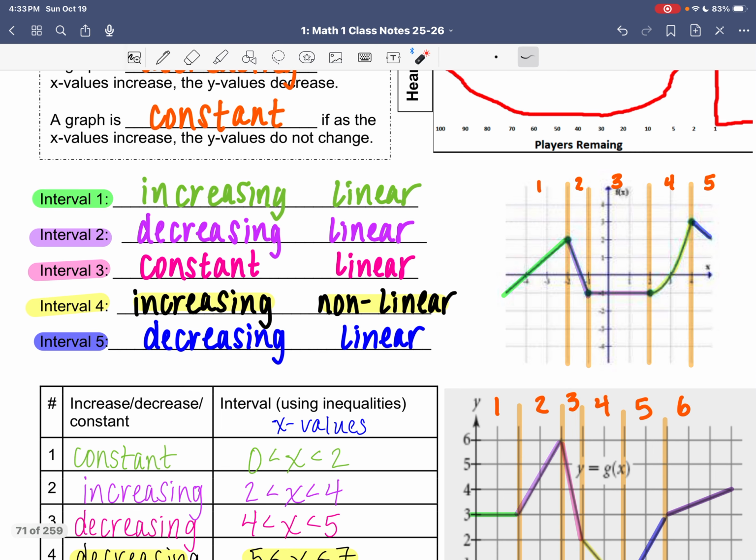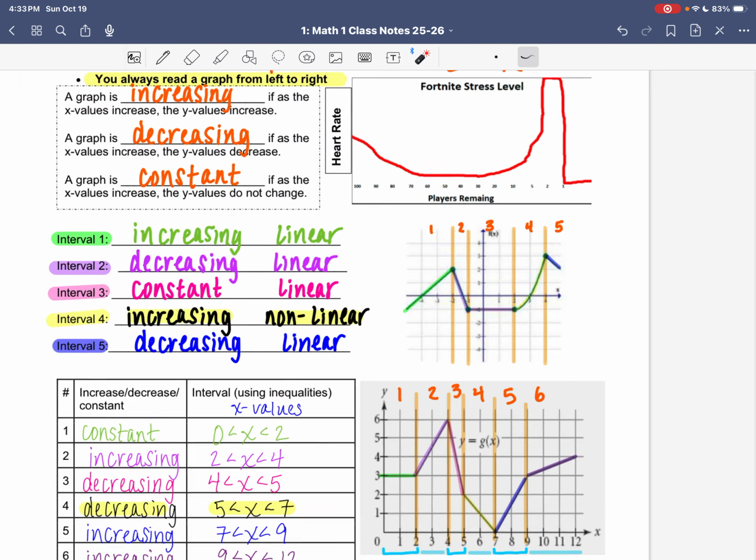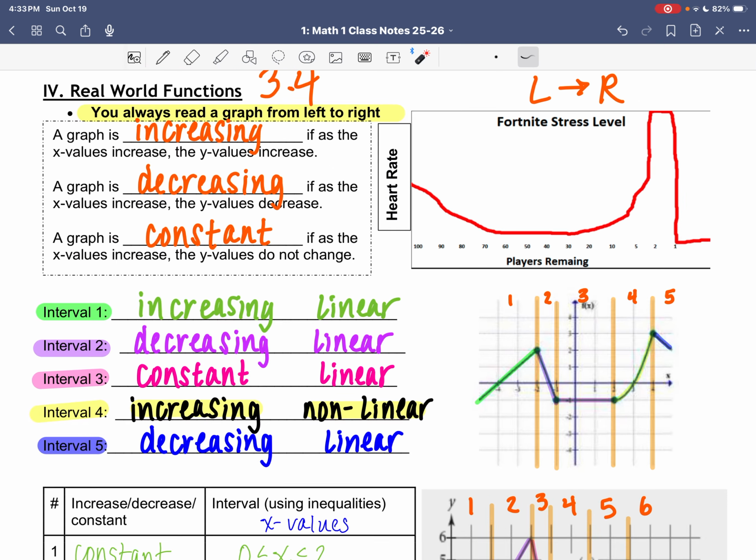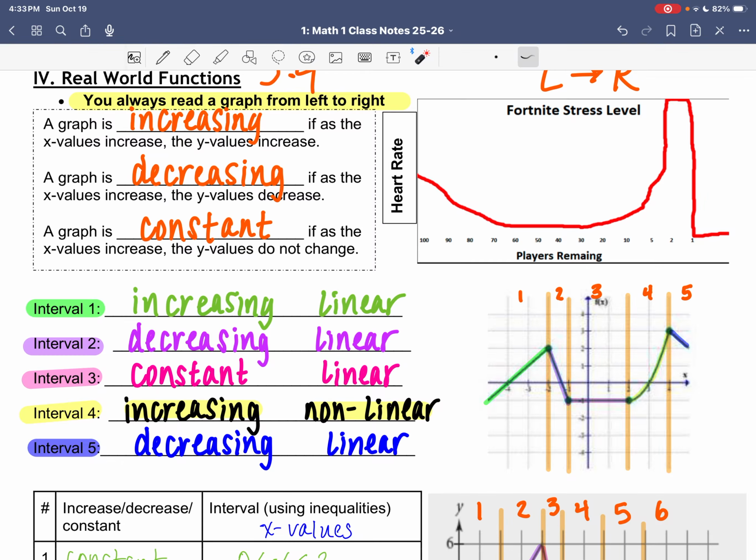And now let's go down here to this part, and we'll talk a little bit more about the graph above. So if you're going from left to right, you'll notice first you're decreasing, it's constant, then it's increasing, it's constant, and then it's decreasing, and then constant. So we're going to look at this graph. Now we're going to break it up into each interval.